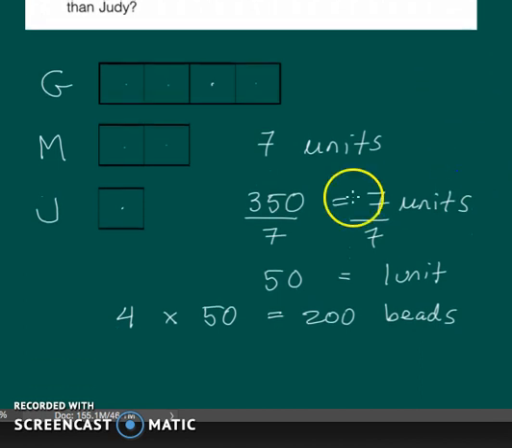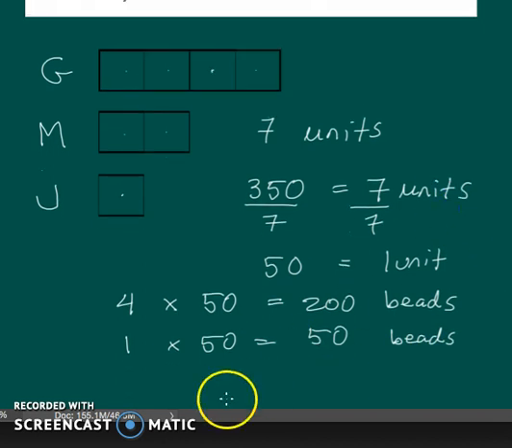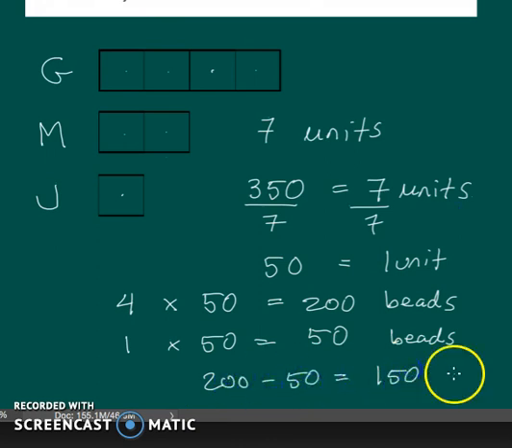And Judy only has 1 unit, so 1 times 50. Judy has 50 beads. So Geta has 200 minus 50 is equal to 150 more beads than Judy.